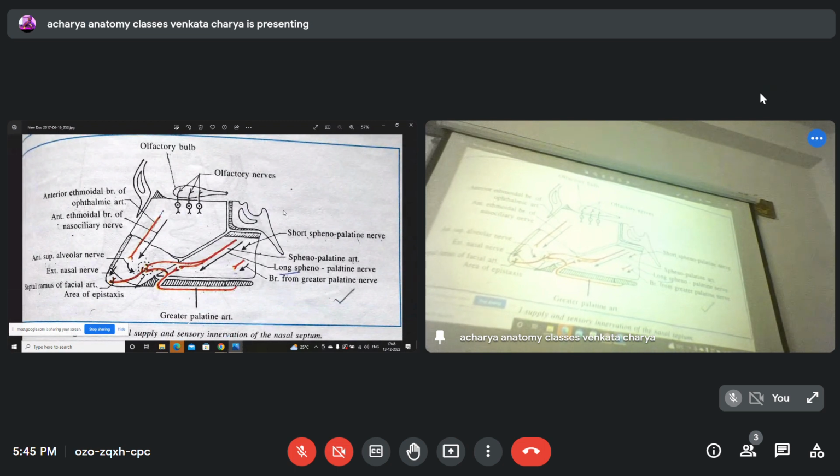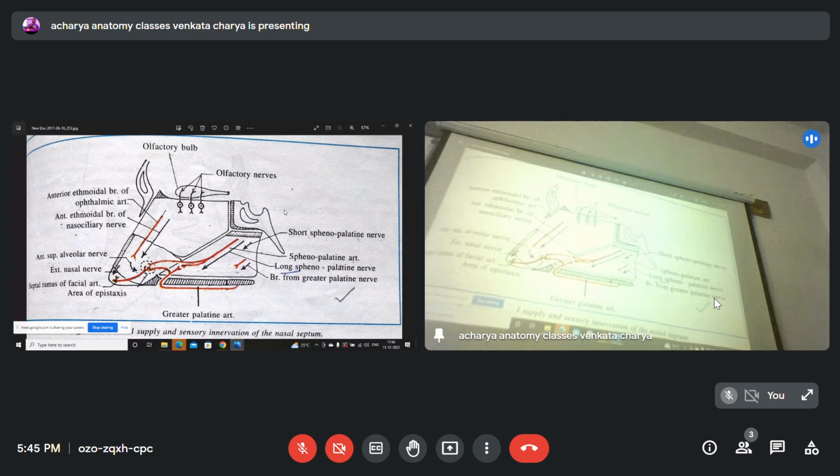Nasal septum. Nasal septum formation we already wrote, we are not writing it again. Next point, nasal septum is covered by the mucous membrane. Okay, next, nerve supply and blood supply.